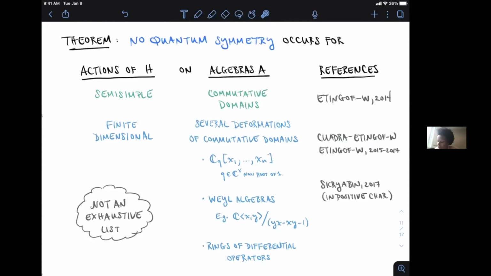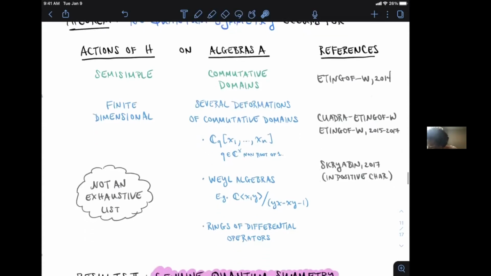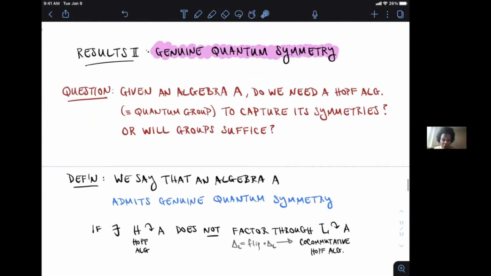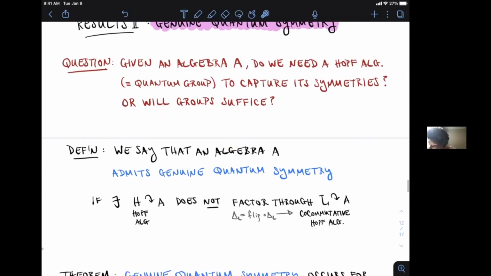Okay, opposite direction. What about genuine quantum symmetry? If you're given an algebra, do we actually need a Hopf algebra in order to study its symmetries? So we say that an algebra admits genuine quantum symmetry if there exists an action of a Hopf algebra on it that doesn't factor through the action of something co-commutative. It doesn't factor through the action of something that's like a group. There are lots of examples of such results, but I'll just give you a few.